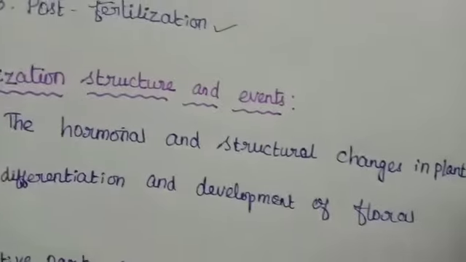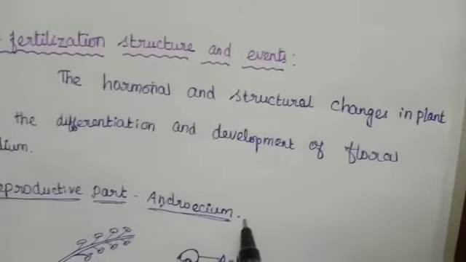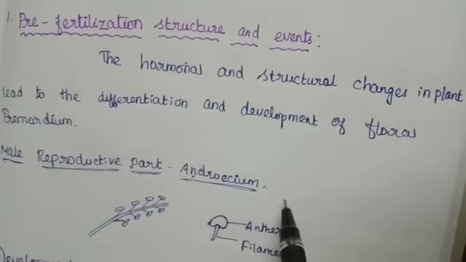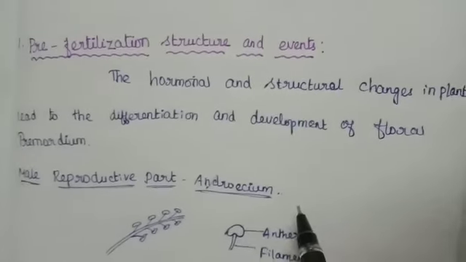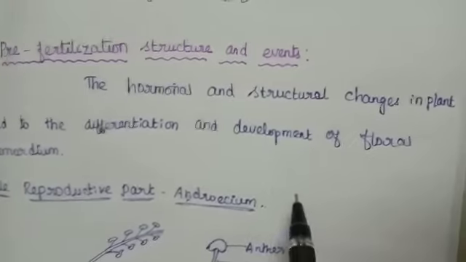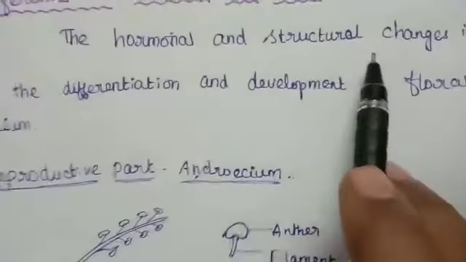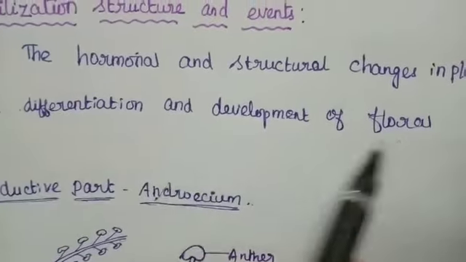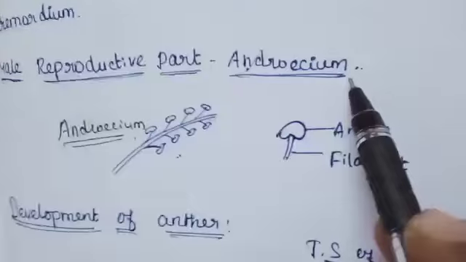Pre-fertilization events include male reproductive part androecium, female reproductive part gynoecium, and pollination. These are the processes included in the pre-fertilization stage. The hormonal and structural changes in the plant lead to the differentiation and the development of floral primordium.